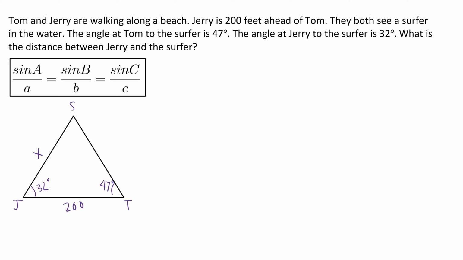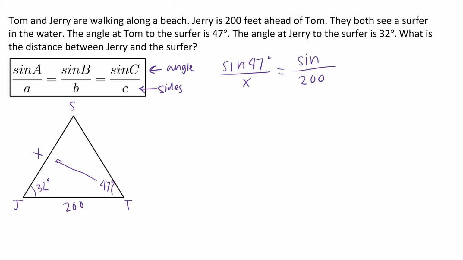Now remember, when we're using the law of sines, we use side lengths and we use angle measures. And the corresponding angle and sides are going to be across from each other. So here we have some corresponding angles and sides. So we're going to have sine of 47 degrees over x. Now for this ratio, we have the side length, we have 200, but we're missing the angle measure.